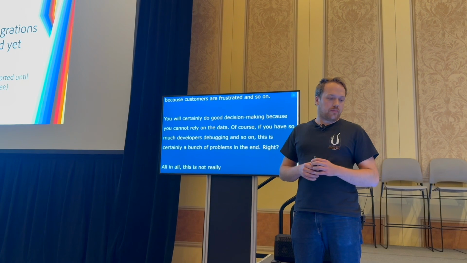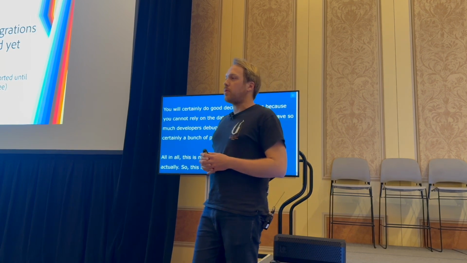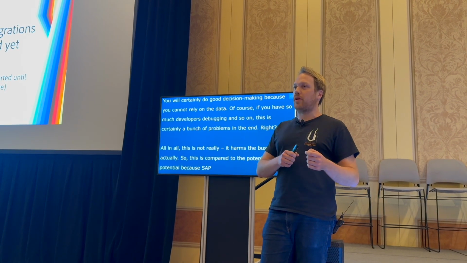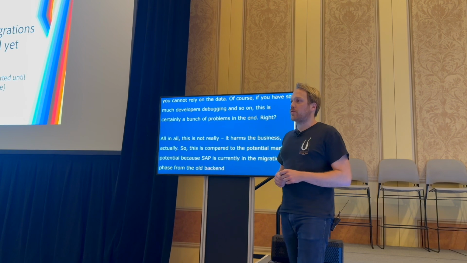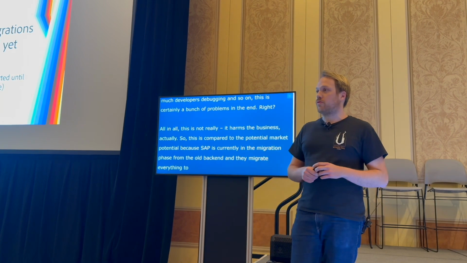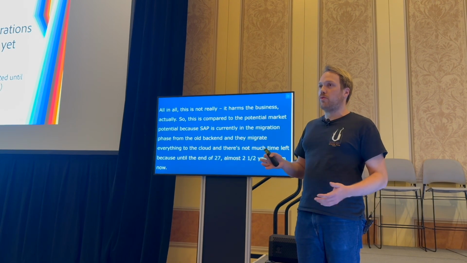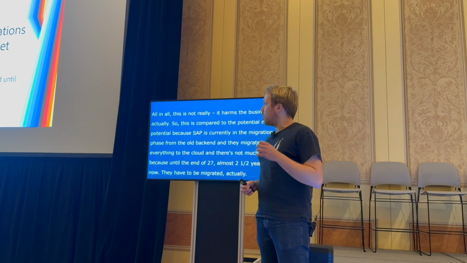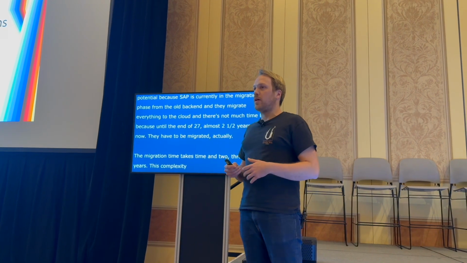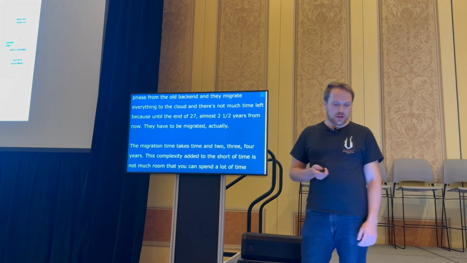Compare this to the market potential, because SAP is currently in a migration phase from the old R/3 backend, and they are migrating everything to S/4HANA in the cloud. And there's not much time left, because until the end of 2027, that's almost 2.5 years from now, they have to be migrated. Such a migration process takes time. It takes 2, 3, 4 years, right? So this complexity, added to the short time, leaves not much room to spend a lot of time integrating other systems, for example Adobe Commerce, right? So you have to be fast and it has to be stable.